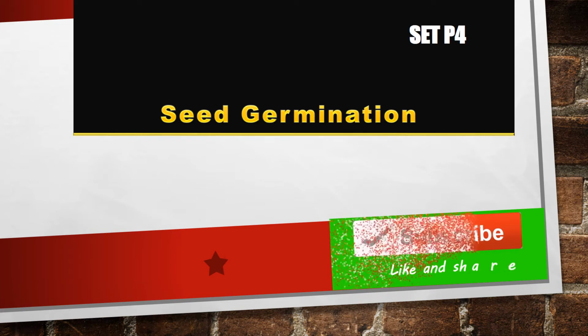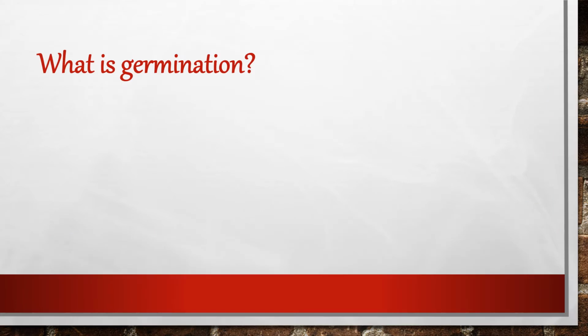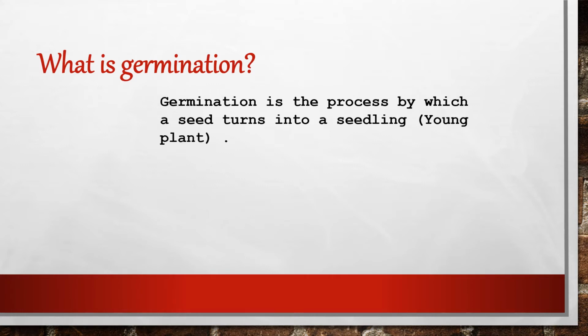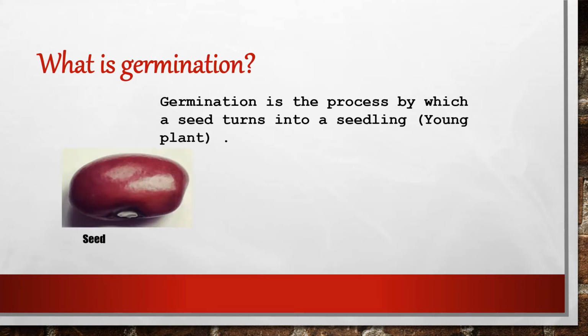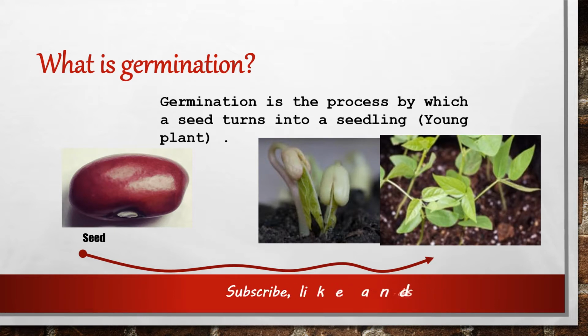Today we focus on seed germination, P4 science. What is seed germination? You may ask yourself this question. Seed germination is the process by which a seed turns into a seedling or a young plant. For example, you have a bean seed, and after a certain time, with good conditions, that seed turns into a seedling. That process by which the seed turns into a seedling is what you call seed germination.